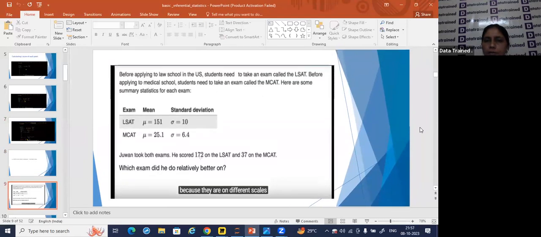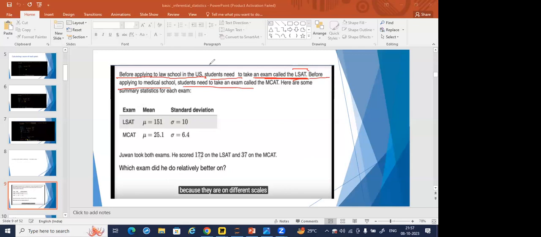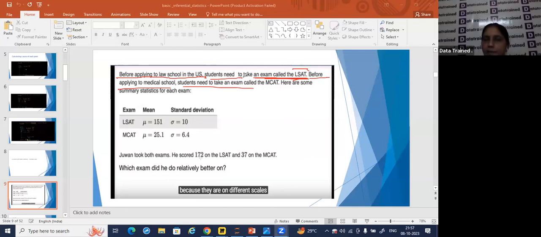Now, let's take another case. Be careful in this case. Before applying to law school in the United States, students need to take an exam called LSAT, the law school admission test. And before applying to medical schools, students need to take the MCAT examination. So it is either the LSAT or the MCAT.